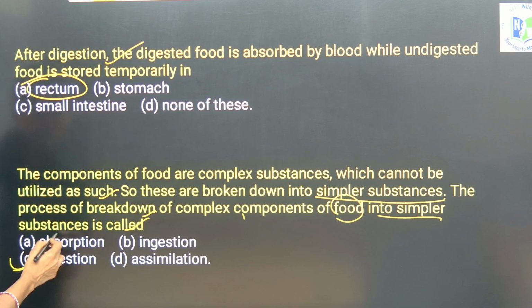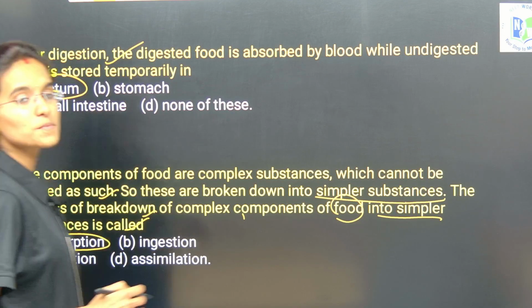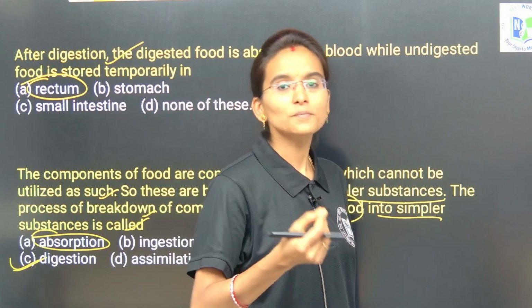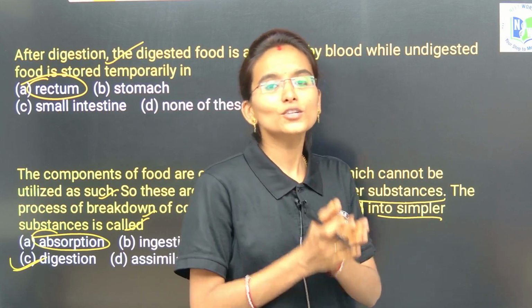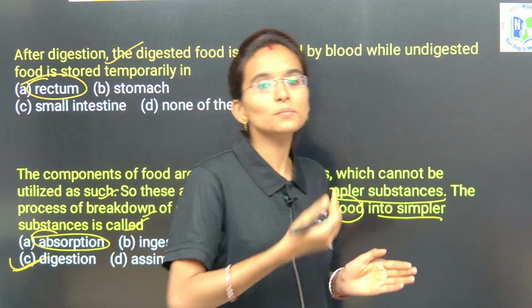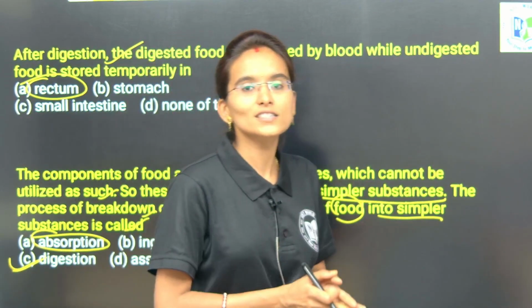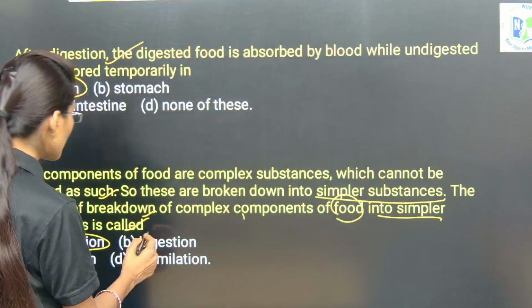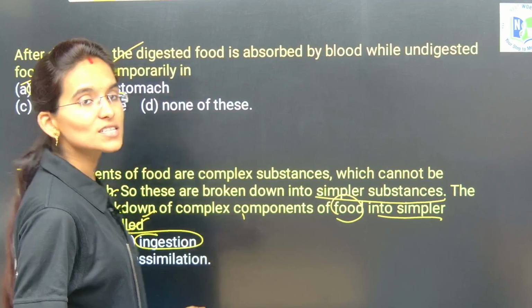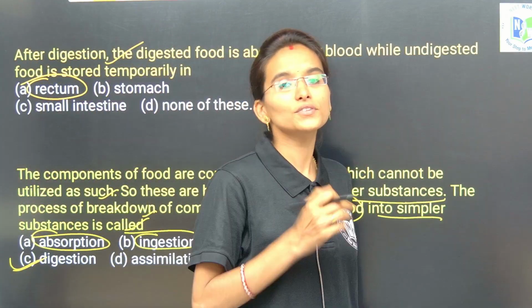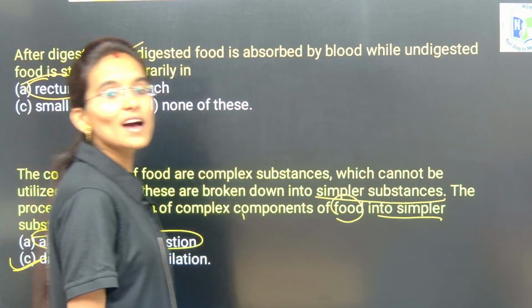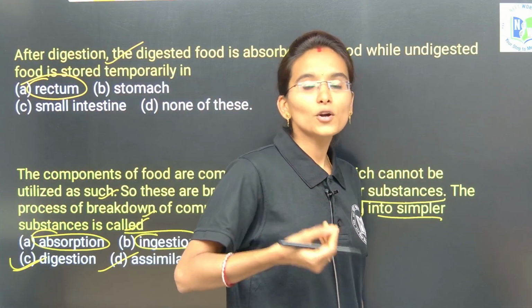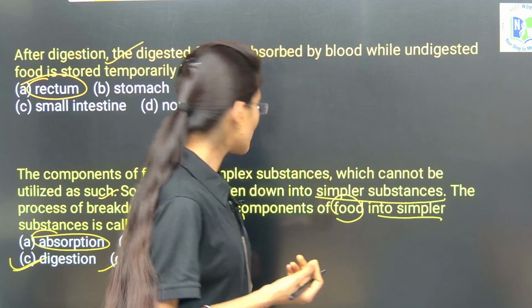Option A is absorption. What is absorption, my dear students? After digestion, the digested food molecules are sent into our bloodstream and then absorbed into our body; that process is called absorption. The next one, ingestion, is the process where we take the food in through the mouth. And next one, assimilation. Assimilation is nothing but the process of utilization of the absorbed digested food.